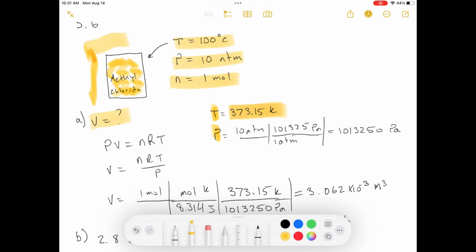You have to use Kelvin. You cannot use Celsius. You can use Kelvin or Rankine. You have to use an absolute temperature scale, and you also have to use the absolute pressure as well. So if they give you a gauge pressure, you have to convert that into an absolute pressure.